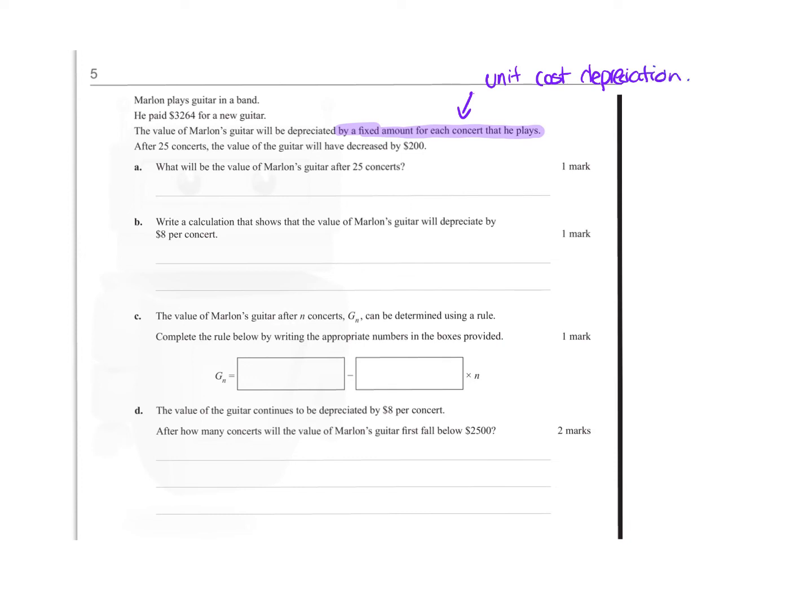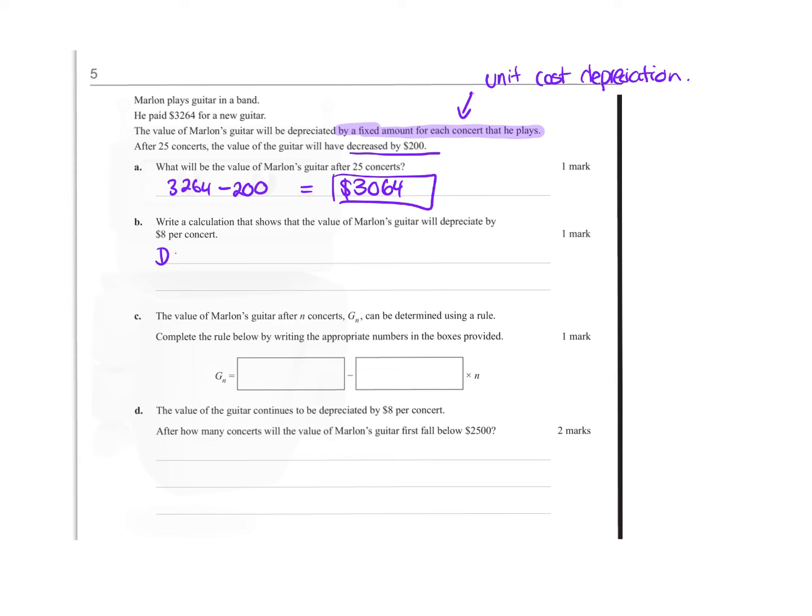Okay, so after 25 concerts, the value of the guitar will have decreased by $200. So they've told you how much it dropped by. Okay, what will the value of the guitar be after 25 concerts? So you just had to do 3,264 minus the 200. So it was $3,064.